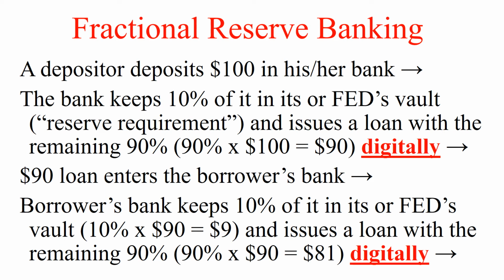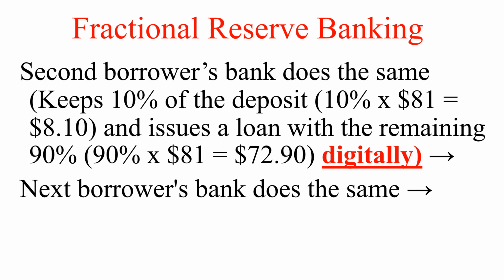and keeps 10% of this money, which is 10% of $90, $9, in its vault for the rainy day in reserves, and issues loans with the remaining 90% of that money. So 90% times $90, $81, and it does it digitally, just like how your bank did it. So now $81 enters into the bank account of some second borrower in the economy.